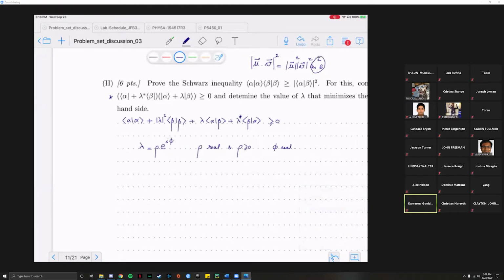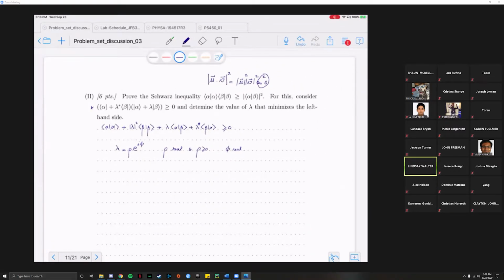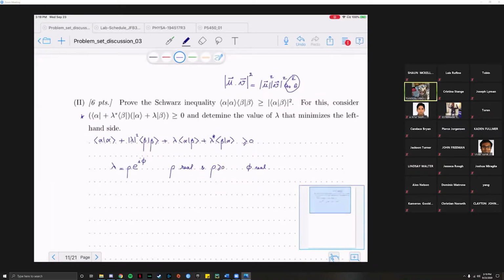Yes. Before we continue, why did we start with this first expression where it says, for this, consider that one expression? Where does that come from? Why do we start with that expression? That's how the problem was written. I did not think much about it.